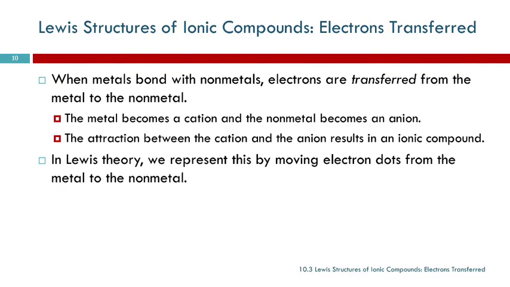Okay, so electrons transferred. This is what happens with ionic compounds. We learned earlier that ionic compounds contain metals and nonmetals. And what happens is the metal transfers electrons to the nonmetal. So the metal becomes a cation, positively charged, because it has lost some negative charges. The nonmetal becomes an anion because it's gotten some extra negative charges. In Lewis theory, we represent this by moving the electrons, the dots, from the metal to the nonmetal.